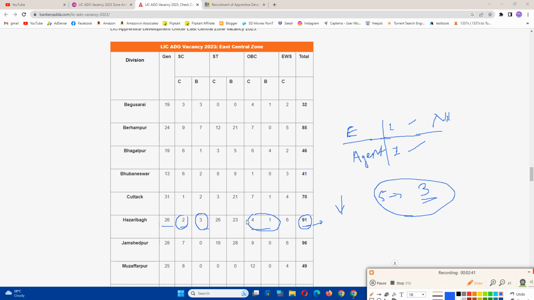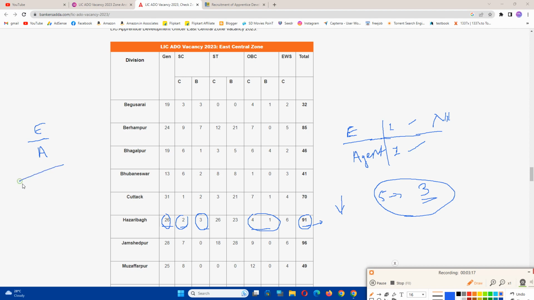You can check the rest of the divisions, the same thing happened, and so people are wondering why this has happened, what is the reason behind this. This is the exact reason: the employee and agent categories are also included in this, and there is a separate reservation for them. So in the general category also there was a reservation for the employee and agent, so fewer candidates have been selected, around 17, 18, 19 only general candidates were selected in Hazaribagh. So this is the reason why.